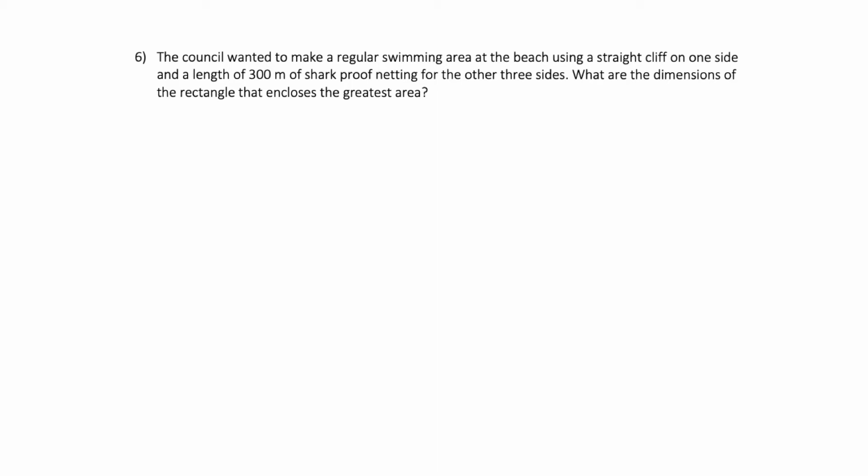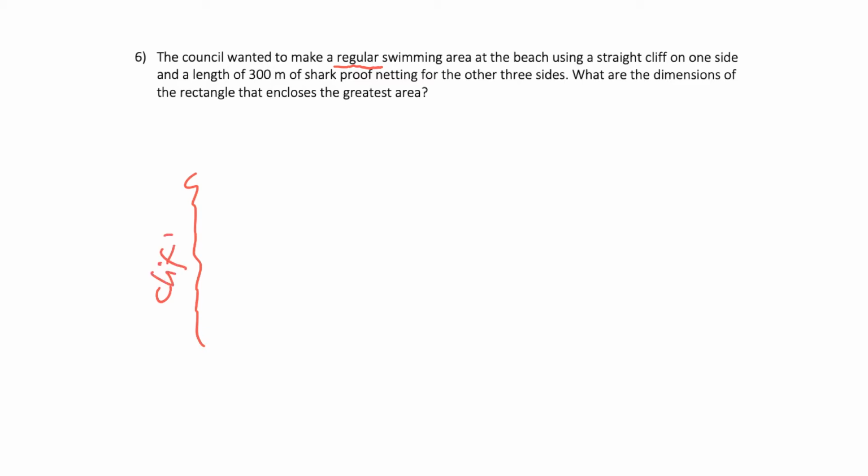Welcome to example number 6, yet again, another measurement optimization problem. Okay, let's read through it and identify what the key parts of this question are. The council wanted to make a regular swimming area at the beach using a straight cliff on one side and the length of 300 metres of shark-proof netting for the other three sides.